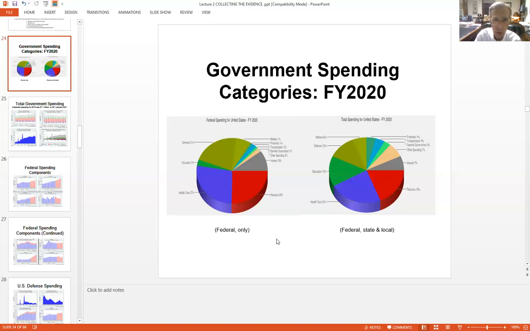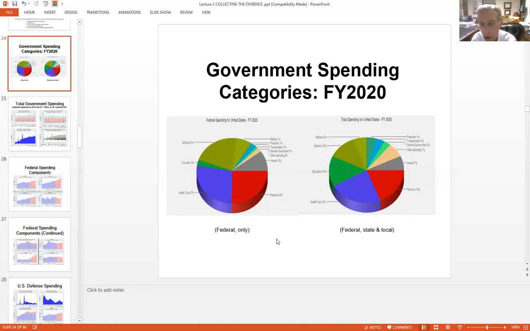And it's an issue for defense industries and companies in it, including aircraft manufacturers and armaments manufacturers and engineering firms, for that matter. So this is a problem. Now, if we add state and local government spending, we get the pie chart on the right.